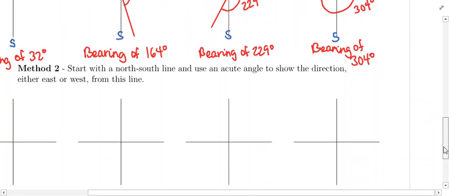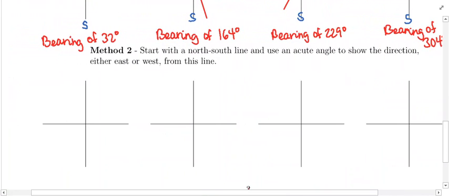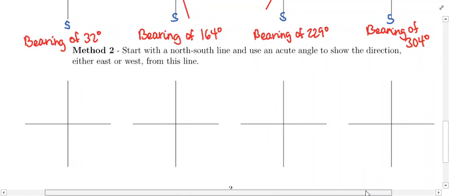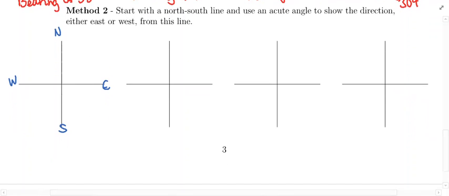The other method, you're still going to visualize north, south, west, and east. It says start with a north-south line and use an acute angle to show the direction either east or west from this line. So let's try an example. Again, here's north, south, west, and east. For our first example, I am going to draw a bearing of this. This is what it's going to look like. So that's 42 degrees.